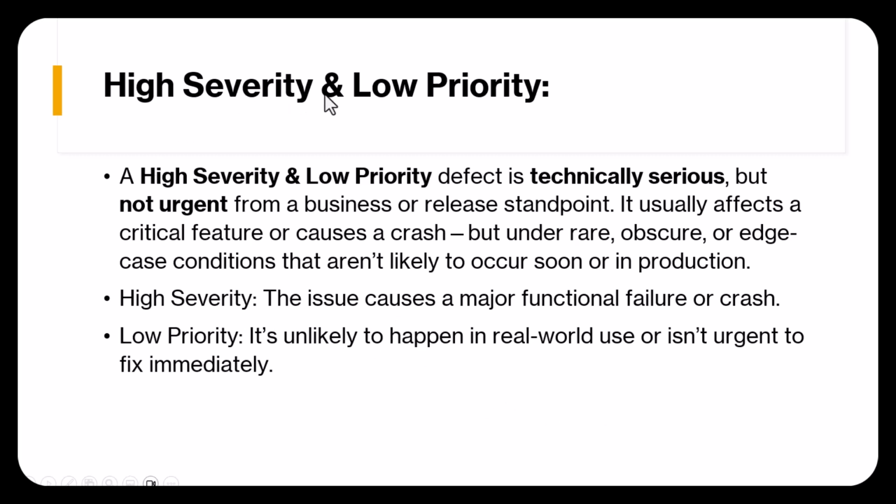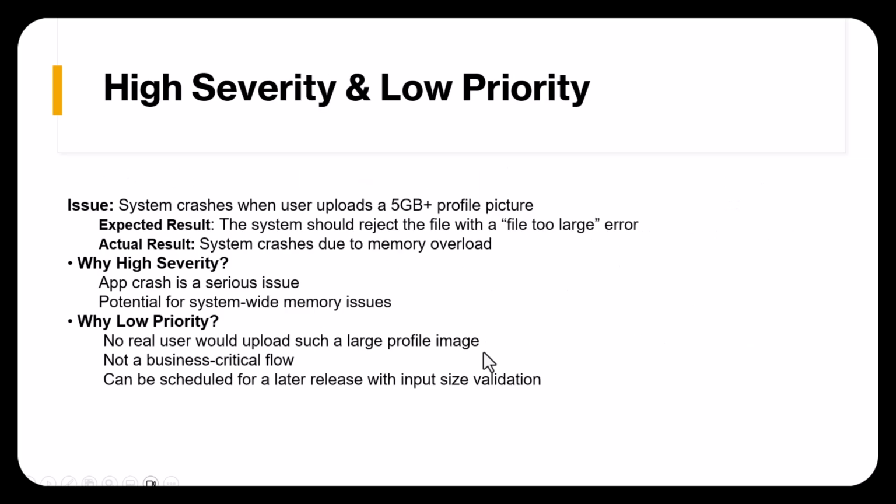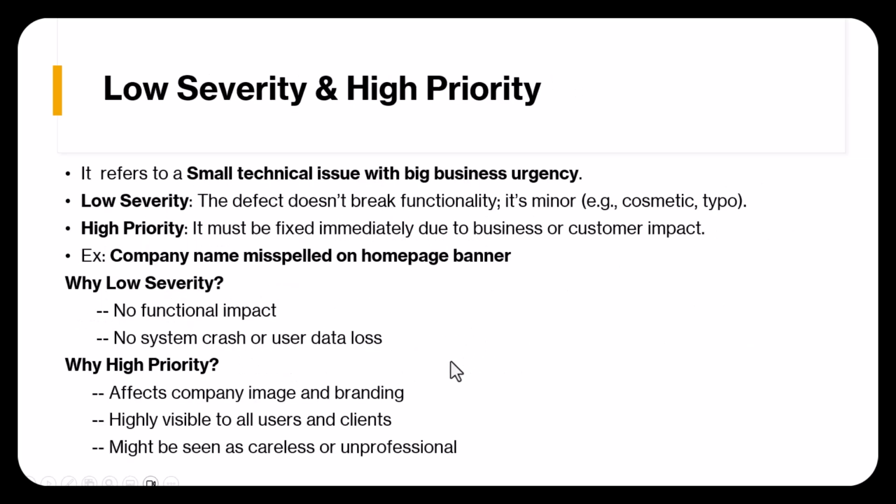Now we will consider high severity and low priority. A high severity and low priority defect is technically serious but not urgent from a business or release standpoint. It usually affects a critical feature and causes a crash, but under rare conditions. Okay. So high severity here means issues like major function failure or crash. Low priority means it is unlikely to happen in real-world use. It is not urgent to fix immediately.